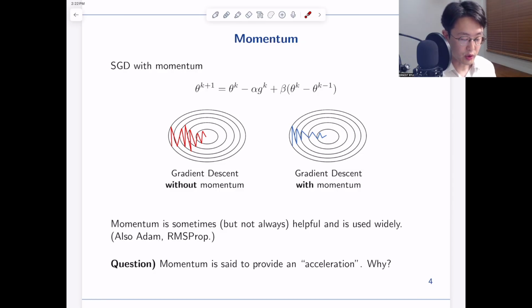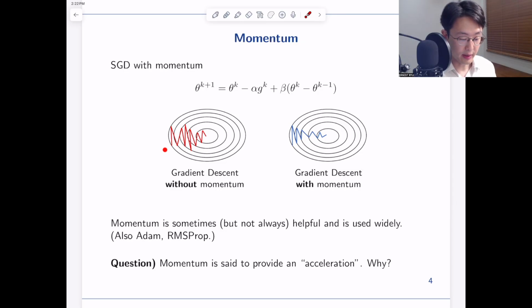Here is a cartoon illustration of the mechanism of momentum. On the left, we have gradient descent or stochastic gradient descent without momentum. And as you can see, the convergence is slow because we oscillate back and forth. We eventually do converge to the global minimum, which is the center of these ellipses, but the convergence is slow due to the oscillatory behavior. Whereas on the right, we have a depiction of gradient descent with momentum. In this case, the convergence is much faster because initially SGD with momentum does exhibit the same oscillatory behavior, but as the iteration progresses, it builds up momentum, and then it just moves towards the minimizer much more quickly.